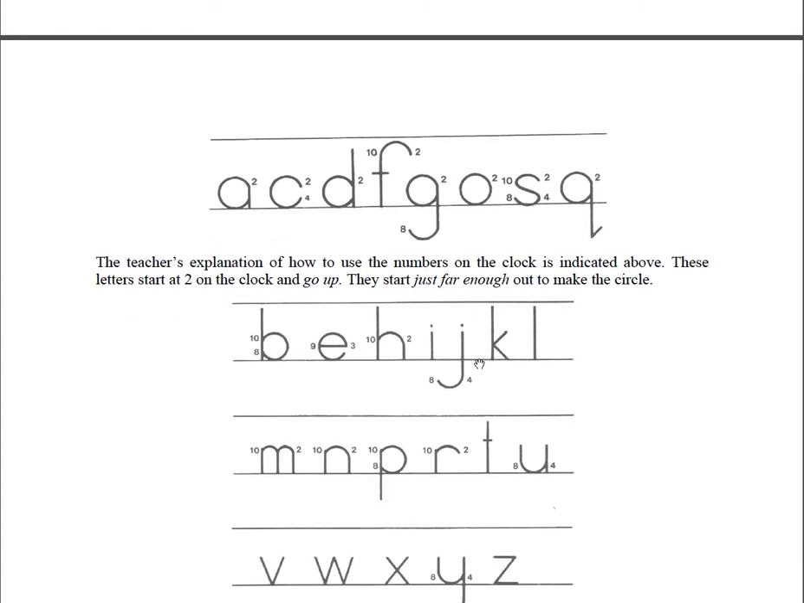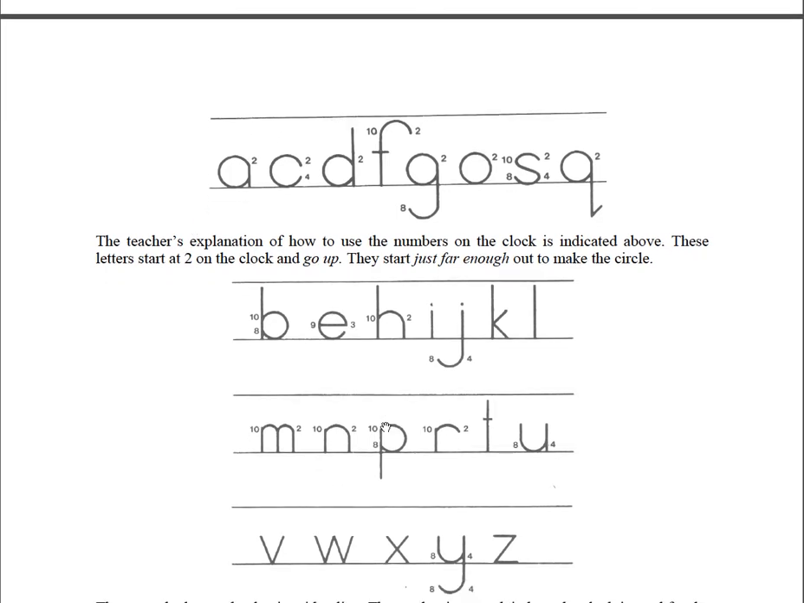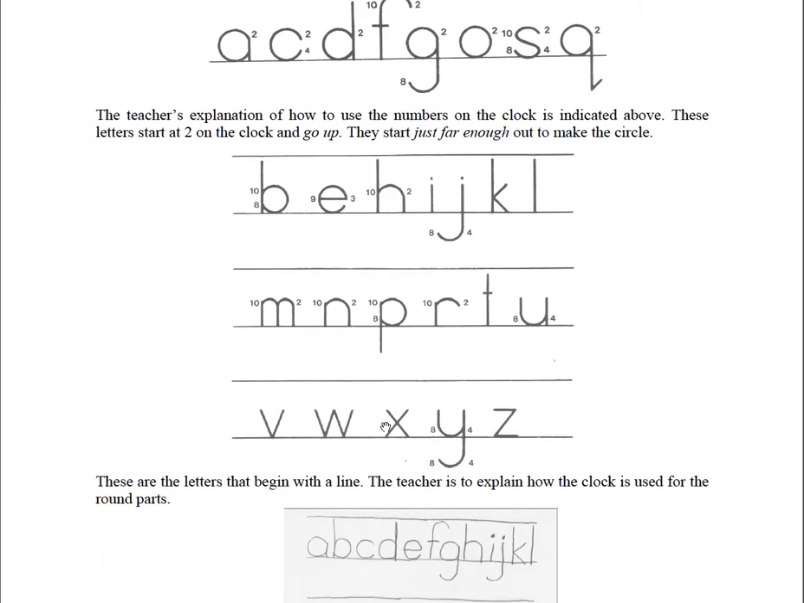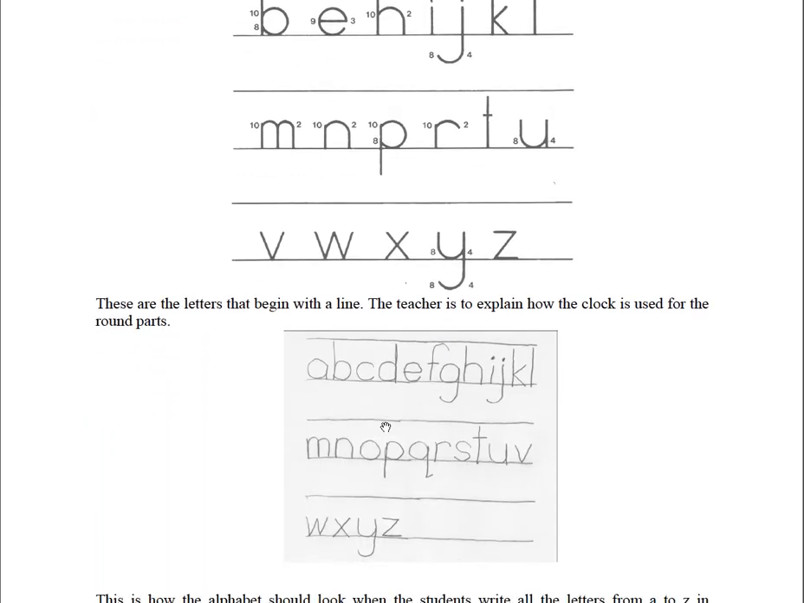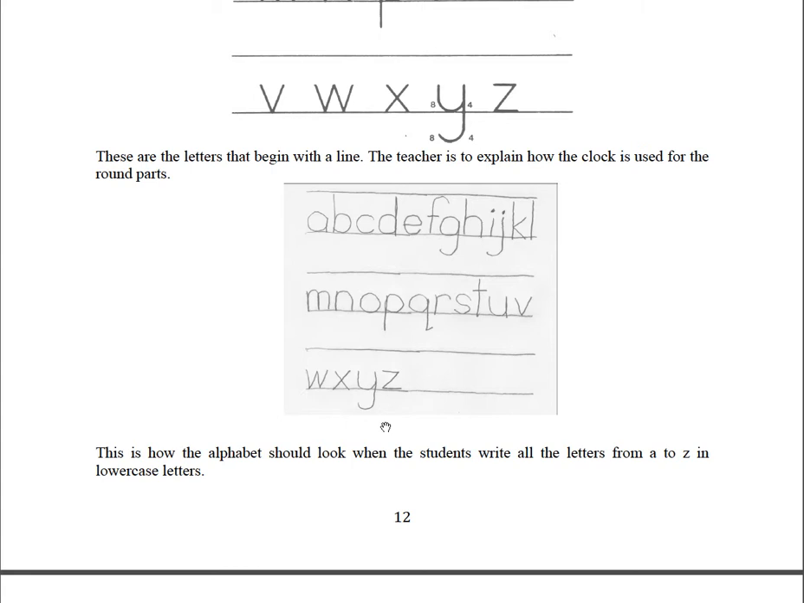Here, just for classification's sake, you have all the letters that start with a 2. These are all the letters that start with a line. And then here I actually just wrote some for you so you could see how they look. And again, instead of teaching it by the stroke, I prefer to teach it in alphabetical order. And when I get done, then I already know the alphabetical order.